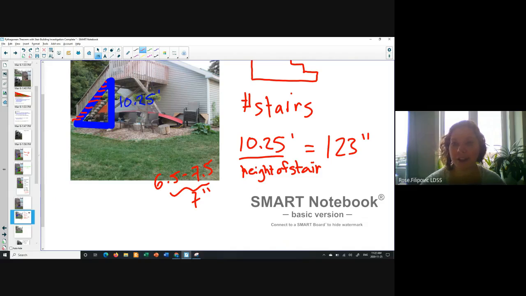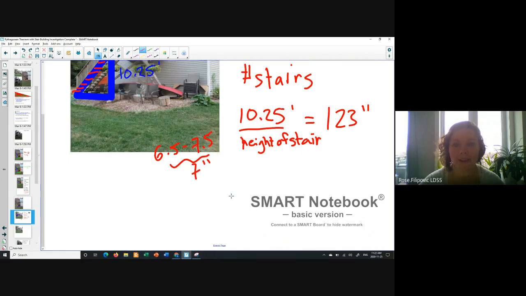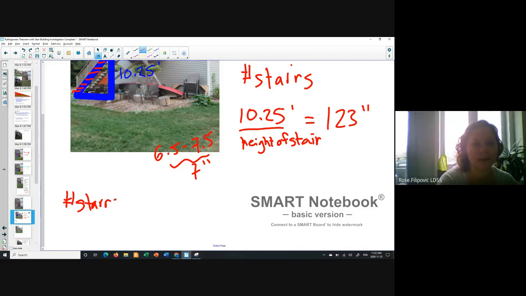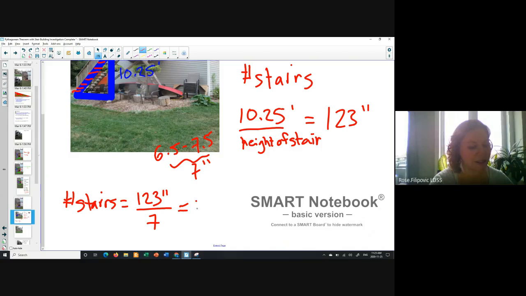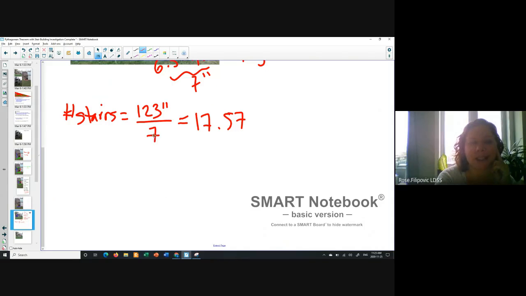Then the number of stairs equals the 123 inches of height divided by, we tried 7 first. And that gave us 17.57 stairs. But we can't have 0.57 of a stair. So the class said, well, it doesn't have to be exactly 7 inches. What if it was just a little bit lower? We decided that having a shorter stair would be better than having a slightly higher stair.